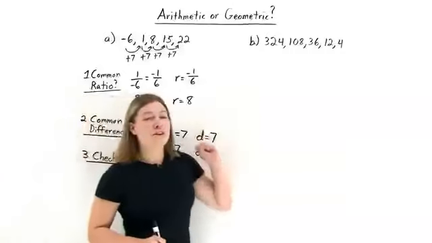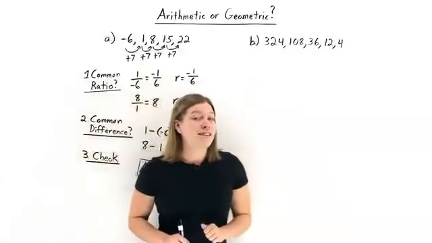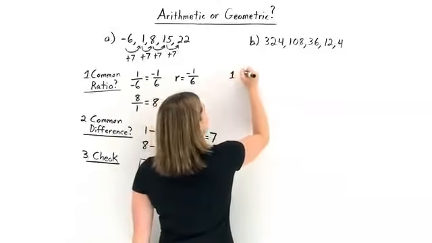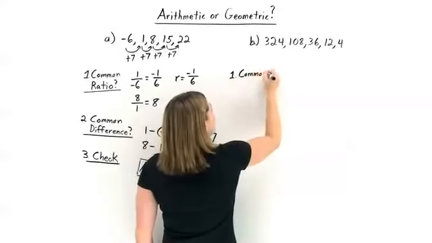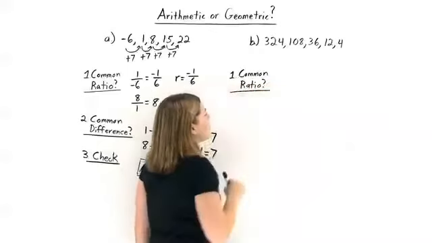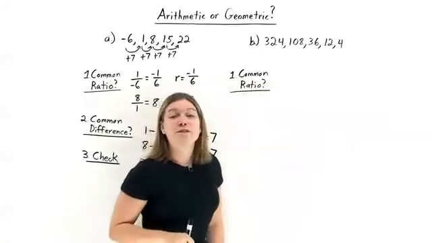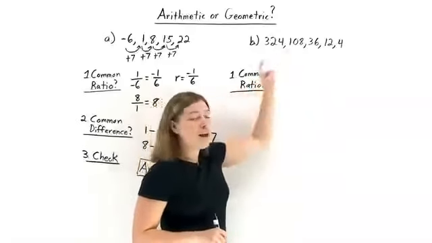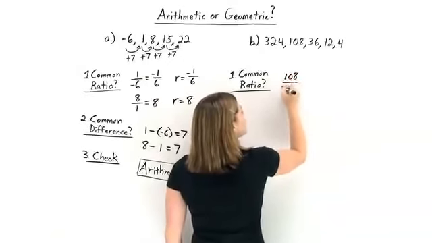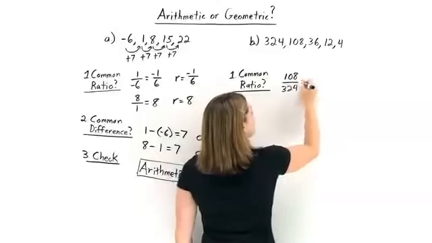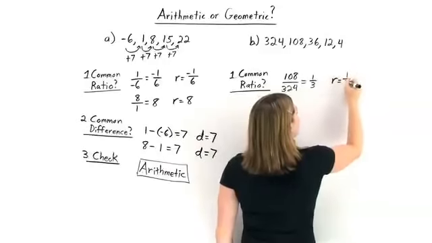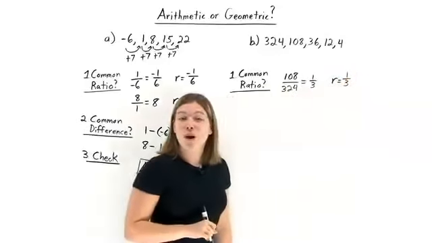Now let's take a look at our other given sequence. Here, we need to see if this sequence is arithmetic or geometric. Again, let's start by testing to see if it's geometric. That means that we need to see if we have a common ratio. If we do, that means that our sequence is geometric. So again, we look at the first two terms, 324 and 108. To find the ratio between them, we take 108 and divide it by the term that comes before it, 324. When we perform this division, we get 1/3. So here, we're proposing that R, the common ratio, is 1/3.